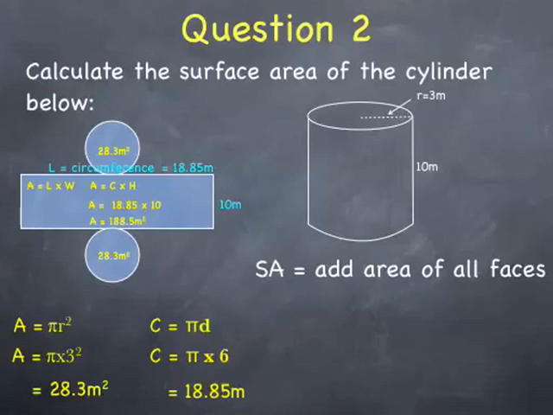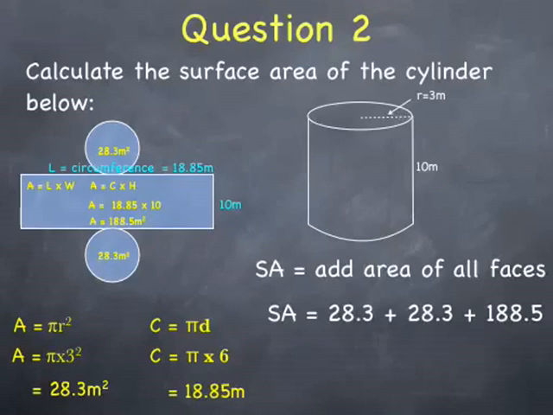Now we've got our areas. So our surface area equals 28.3 for a circle, plus 28.3 for the other circle, plus 188.5 for the rectangle. Final answer, 245.1 square metres. Again, if you're not too sure about any of that, maybe you need to rewind, drag your slider back and play it again. Otherwise, it's time to try it out.